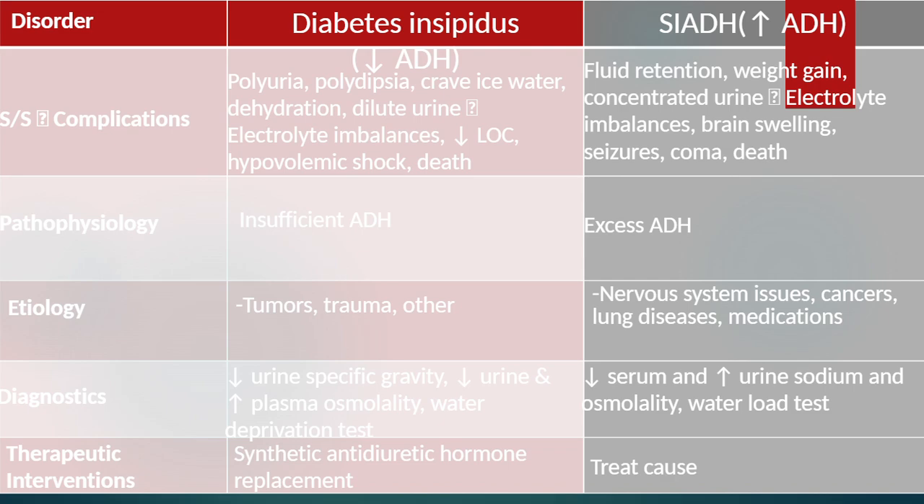If this fluid loss isn't corrected, it can cause electrolyte imbalances, hypotension, weakness, decreased level of consciousness, and even hypovolemic shock or death. The most common causes of diabetes insipidus include pituitary tumors, head trauma, neurosurgery, or certain drugs like lithium. Diagnostic findings include low urine-specific gravity, less than 1.005, and high plasma osmolality. A water deprivation test may be used to confirm the diagnosis. Treatment involves replacing fluids and using synthetic ADH, such as desmopressin, DDAVP. The nursing priority diagnosis here is deficient fluid volume, because the patient is losing more fluid than they're taking in.